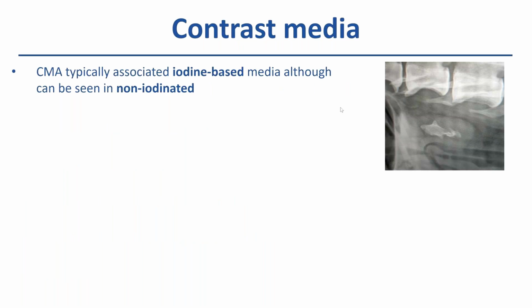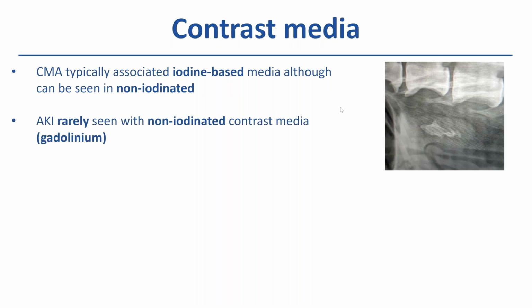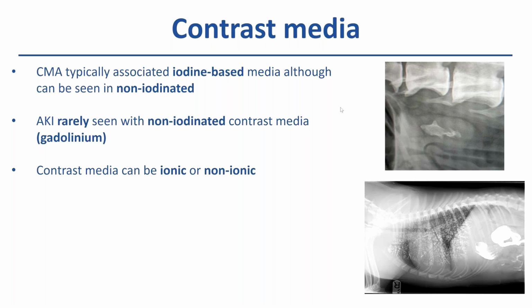So contrast media associated acute kidney injury is typically seen with iodine-based contrast media, but it can also be seen with non-iodinated contrast media, such as ASVNU, although that seems to be quite rare in the human literature.